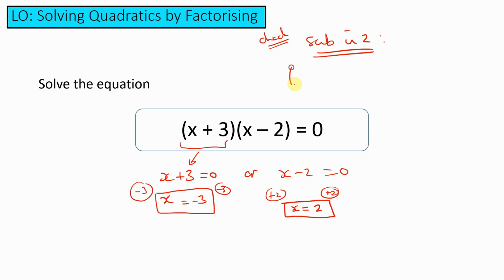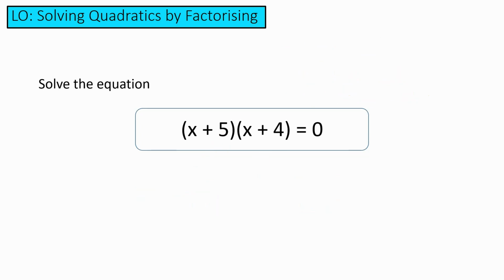Let's sub in 2, so 2 plus 3, 2 minus 2. Well, I'm not going to say equal to 0 yet, because I want to check that's true. So this would be 5, and this would be 0. So what is 5 times 0? That is 0. So yes, this is working, and we could have done the same with minus 3, and we'd have got that. Okay, how about this one?